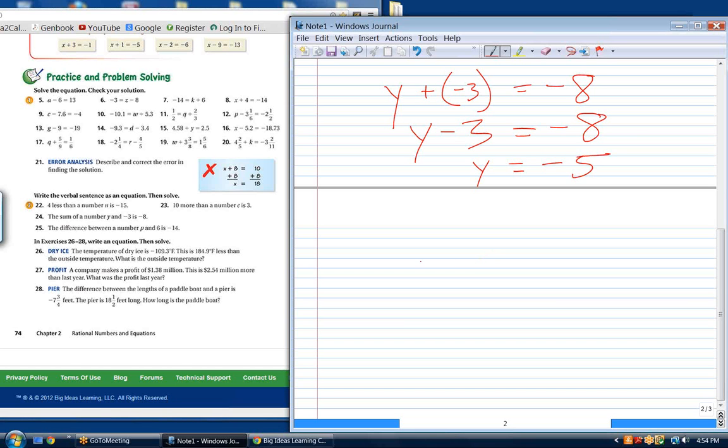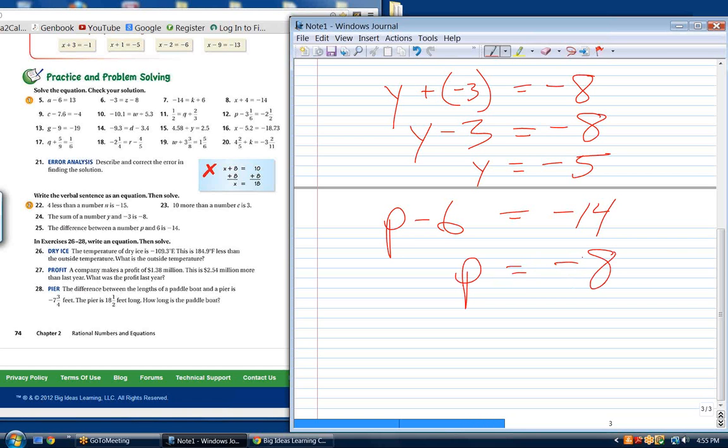How about 25? For 25, p minus 6 equals negative 14. So in that case, you would add 6 to both sides of the equation, getting rid of negative 6 and making negative 14 negative 8. Good.